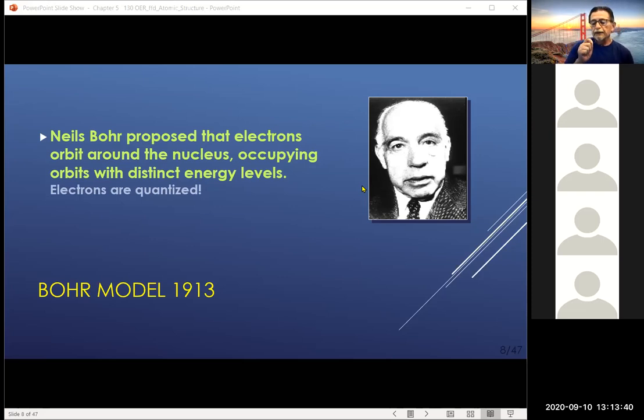He proposed that because of electrons being so tiny and having wave-like properties, electrons around the nucleus occupy very distinct energy levels, okay? Very distinct energy levels, and therefore electrons, like light, are quantized.